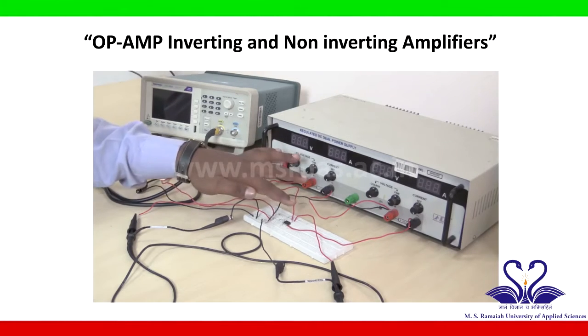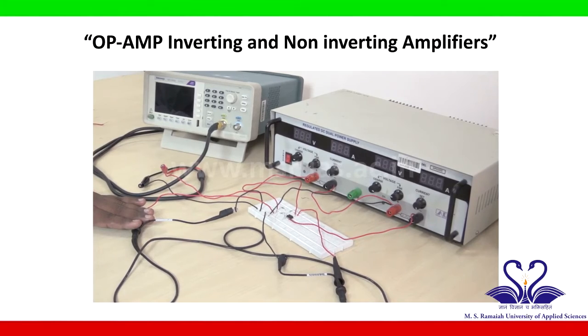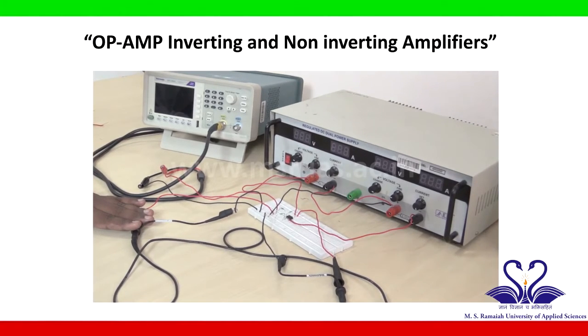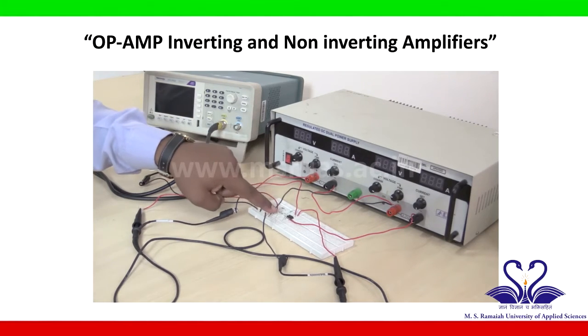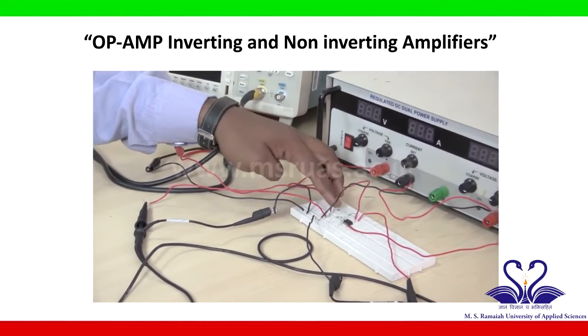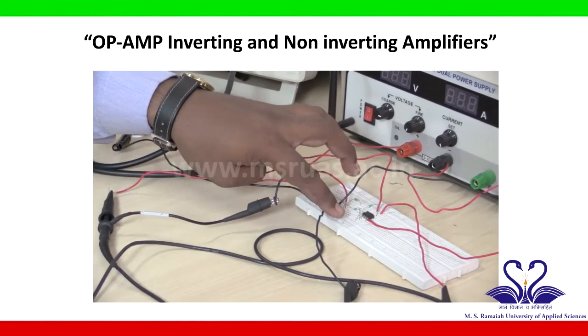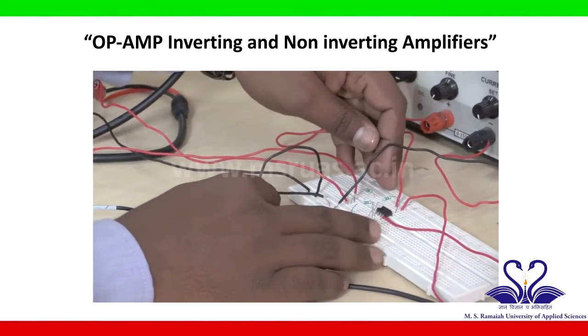This is the circuit connection of the inverting amplifier. Now I want to connect a circuit for the non-inverting amplifier. If you see the circuit diagrams for inverting and non-inverting amplifiers, there is a small difference. In the inverting amplifier, input is applied to 1K and 820 ohm is grounded, whereas in the non-inverting amplifier 1K is connected to ground and 820 ohm is connected to input. So I will do the corresponding changes here.